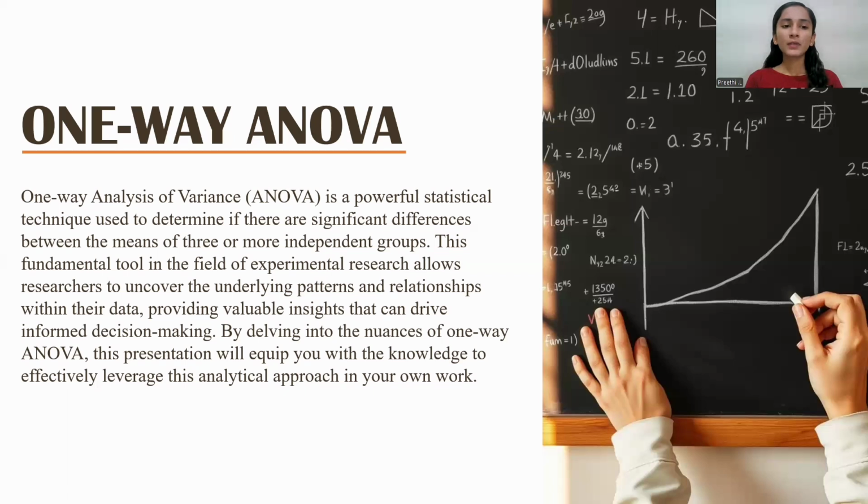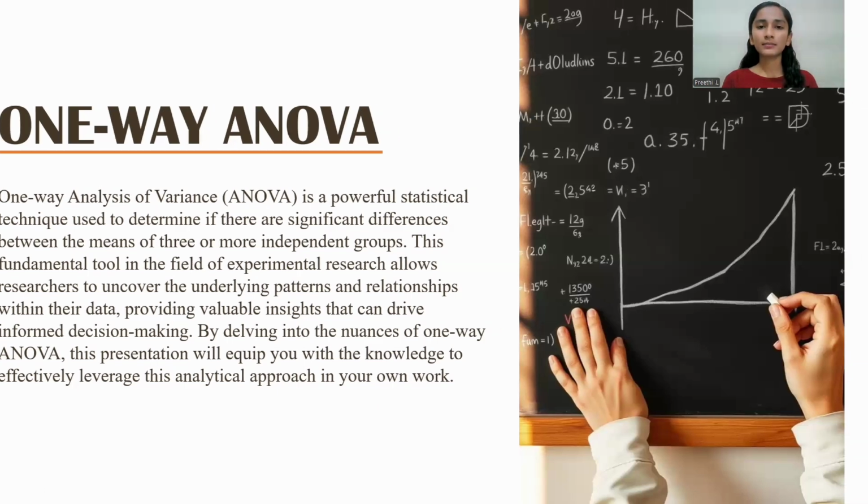One-way ANOVA. One-way analysis of variance, that is, one-way ANOVA, is a powerful statistical technique used to determine if there are significant differences between the means of three or more independent groups. This fundamental tool in the field of experimental research allows researchers to uncover the underlying patterns and relationships within the data, providing valuable insights that can drive informed decision making. By delving into the nuances of one-way ANOVA, this presentation will equip you with the knowledge to effectively leverage this analytical approach in your own work.